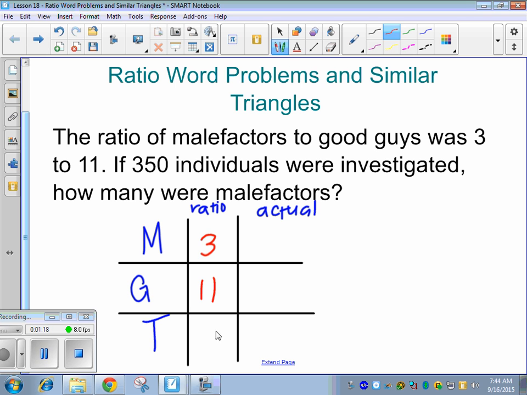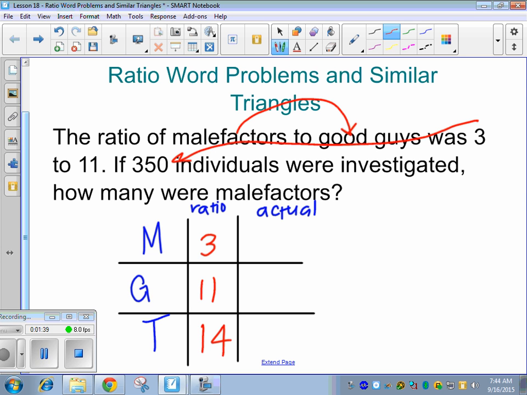Okay, good. And then we always add for the total. So how did we know malefactors was 3 and good guys was 11? It says the ratio of malefactors to good guys was 3 to 11. It goes in order of the words. All right, so the first one goes first. That means the 3 goes first. And then you always add to get the total when you do ratios.